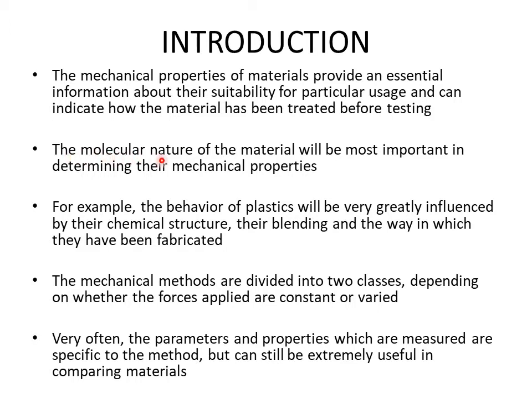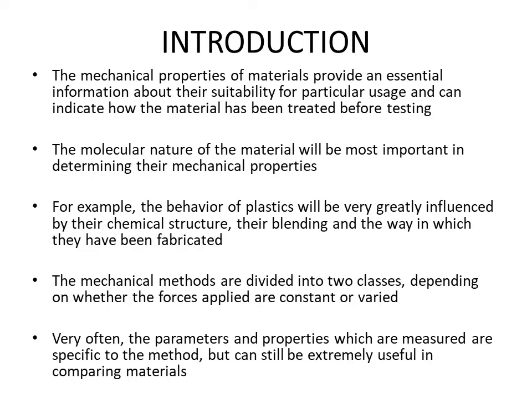The molecular nature of the material will be most important in determining its mechanical properties. So mechanical properties depend upon the composition of the material, what type of molecules are present in it. For example, the behavior of plastics will be greatly influenced by their chemical structure. Definitely, if we are talking about plastic, its properties and characteristics will depend upon its chemical structure, which type of molecules are present and how they are attached with each other.